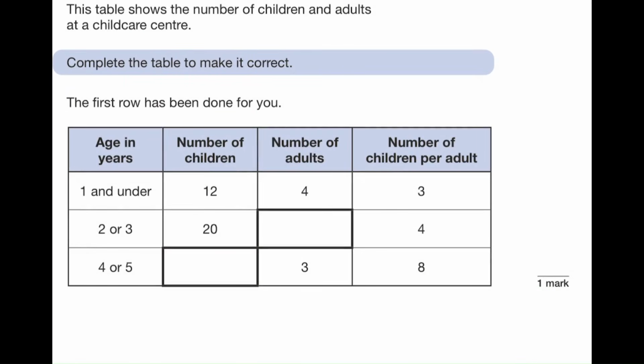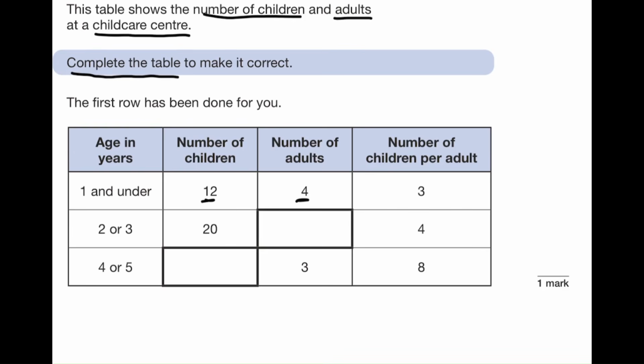So this table shows the number of children and adults at a childcare centre. Complete the table to make it correct. The first row has been done for you. So the question would like you to fill in the 2 empty boxes. So pause the video now and have a go. So the table shows the number of children and adults at a childcare centre. I'm going to have a look at the first row and work out how it was worked out to help me with the other 2.